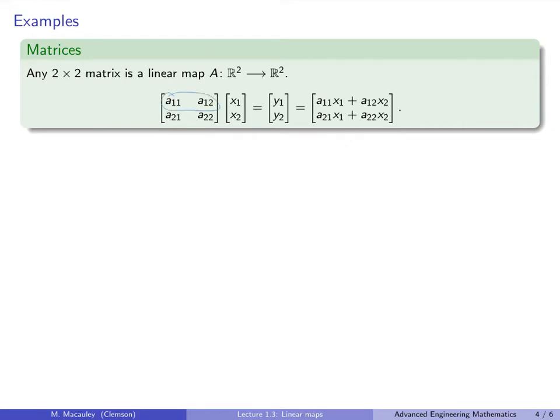Remember, to multiply matrices, you multiply rows by columns. So this first entry, y1, is what you get when you multiply this row times this column. So that's a11 x1 plus a12 x2. And this second entry, y2, is what you get when you multiply this row times that column. So a21 x1 plus a22 x2.